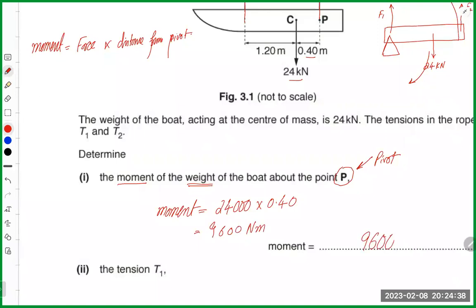Newton meter. Teacher, is it okay if we write 9.6 kilonewton? Okay. 9.6, your voice was breaking. Okay, you can say 9.6 kilonewton meter. That will be perfectly fine.